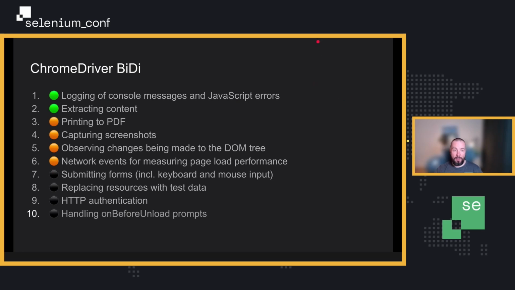So what does our implementation status look like? We have already implemented logging of console messages and JavaScript errors, and we implemented extracting content. We are very close to finishing printing to PDF and capturing screenshots. We are quite close to finishing observing changes, which is bootstrap scripts, basically. And we are actively working on network events to measure page load performance.